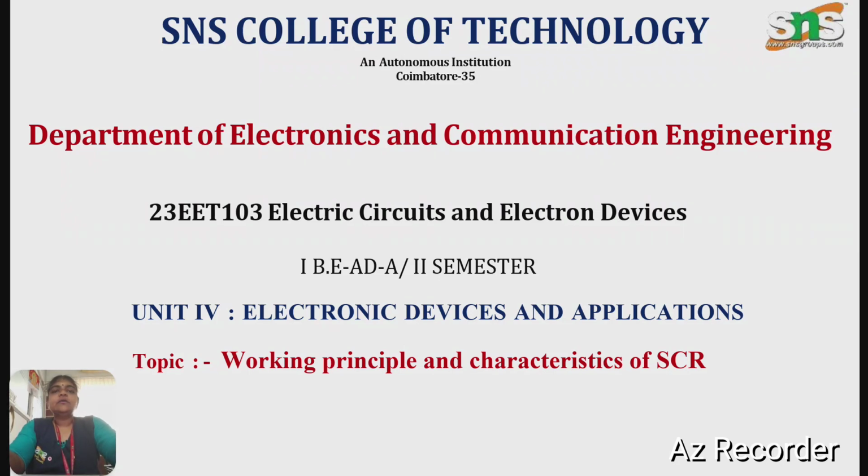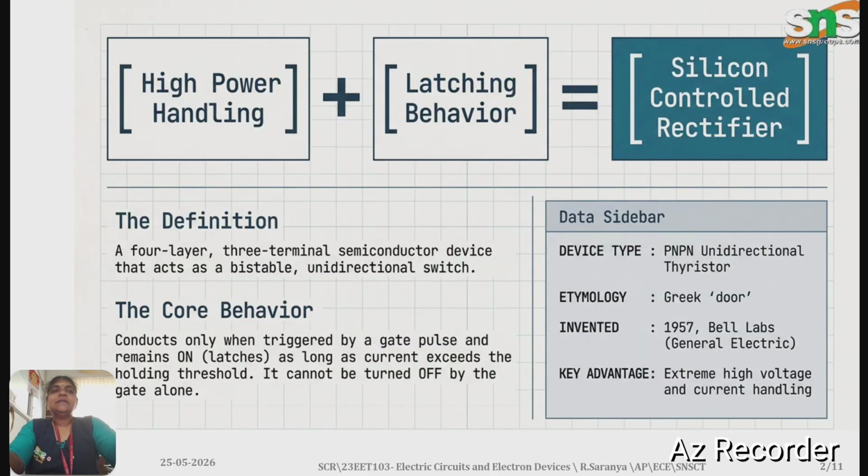Today in this video we are going to see the working principle and characteristics of SCR. So what is meant by SCR? SCR is a four-layered, three-junction semiconductor device used for controlling high power in electric circuits. It acts as a controlled switch.